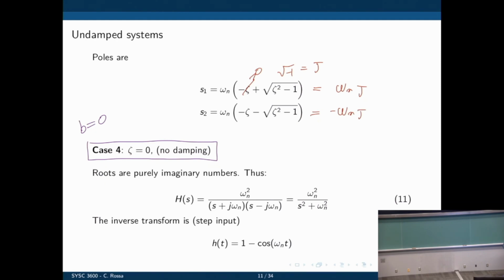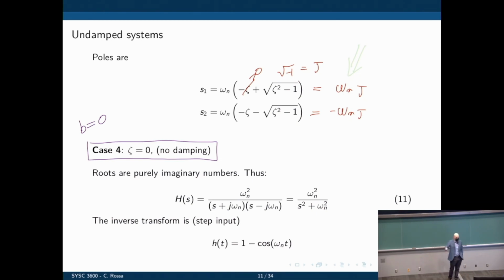Aha. See omega n here? The natural frequency, the frequency of undamped oscillations. That's where it comes from. When zeta equals 0, there is no real part. The poles are purely imaginary numbers. They come in complex conjugates as always. But you see the sigma, the real part, is gone, is not there.